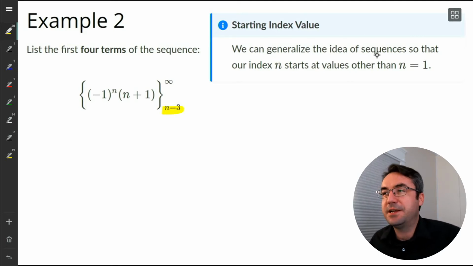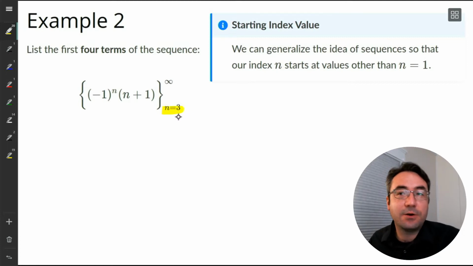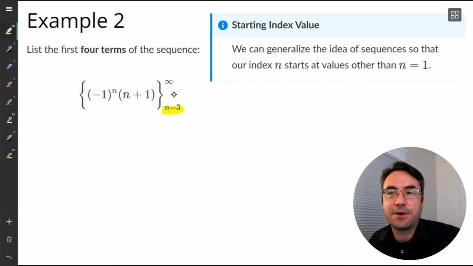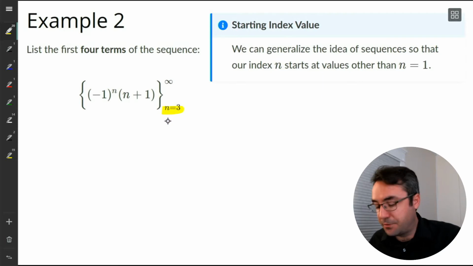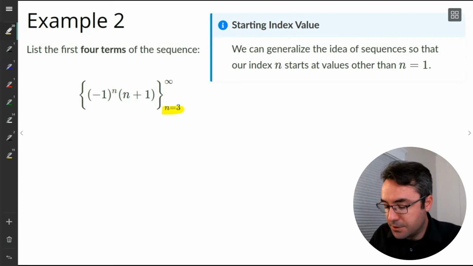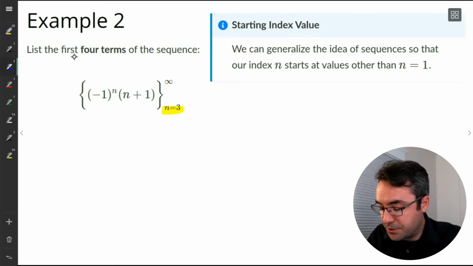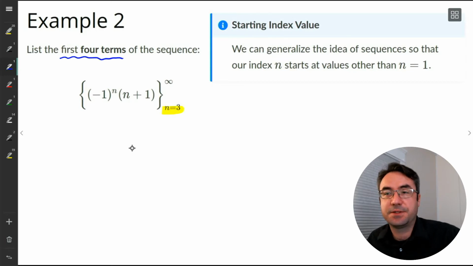So we can generalize the idea of sequences so that our index n starts at values other than n equals 1. So we might start a little bit bigger than n equals 1. We might start with 0, just other starting index values, and that's fine. We can still talk about a sequence then. So sometimes it is helpful for a formula to start with a different starting index value. Perfectly fine to do this. So in this case, we're going to be starting with 3. So we want to write out the first 4 terms of this sequence.